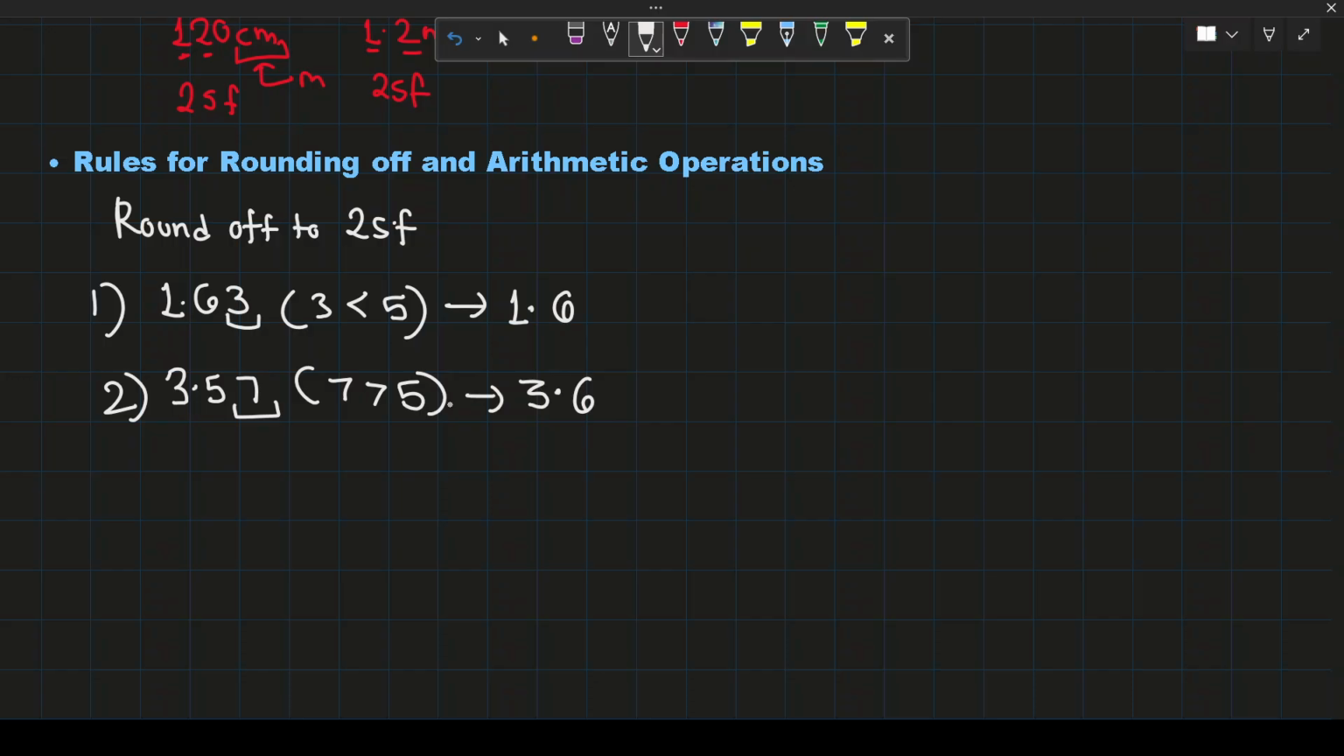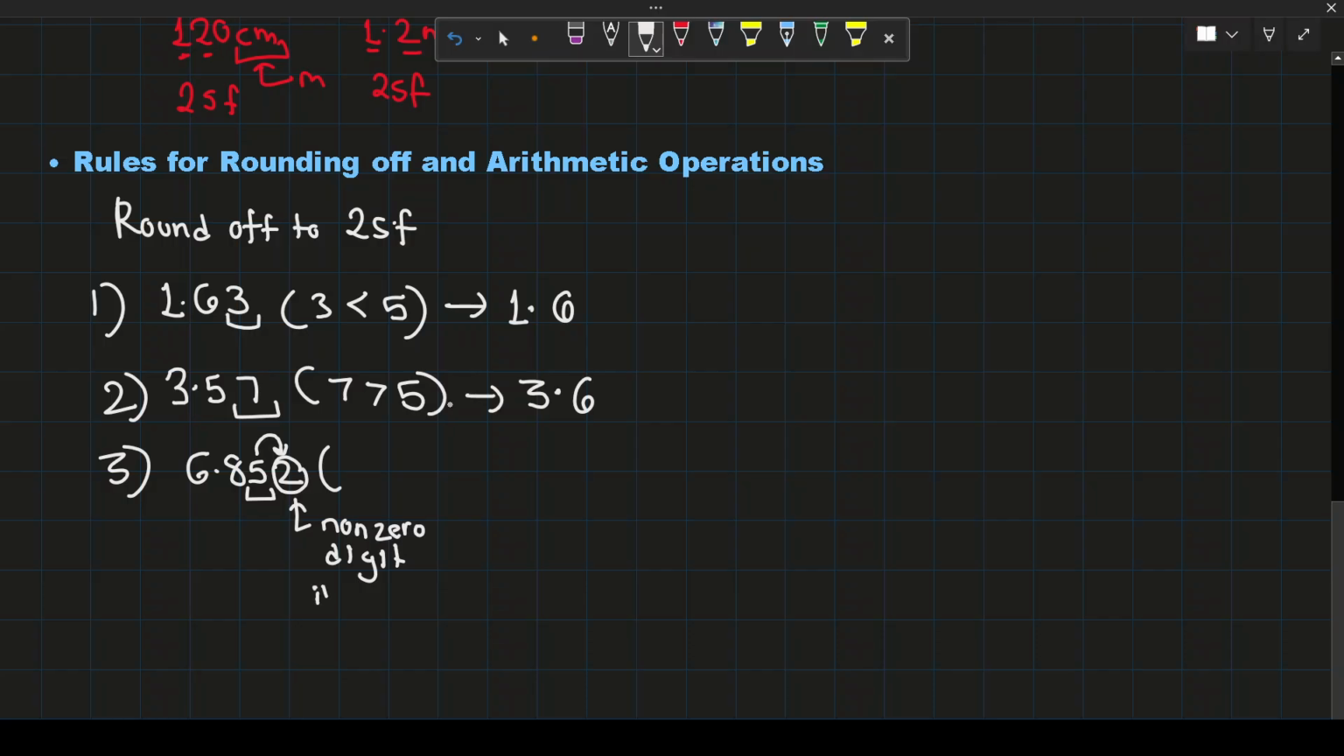Okay, now let's say we're given a number like 6.852. Now as you can see, here we have a 5. In this case, what you do is check the next digit after 5. As you can see, it's 2 over here. If it is a non-zero digit, then you increase the number. So this will come out to be 6.9.